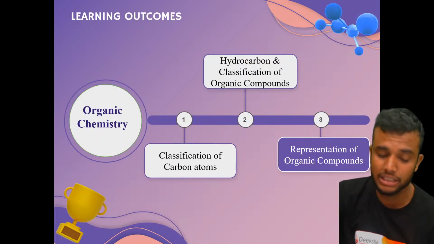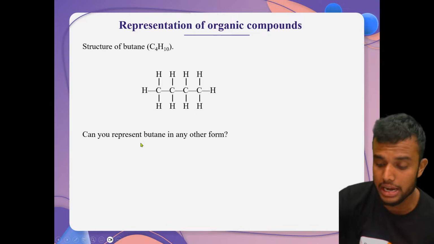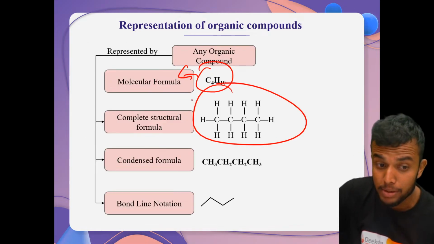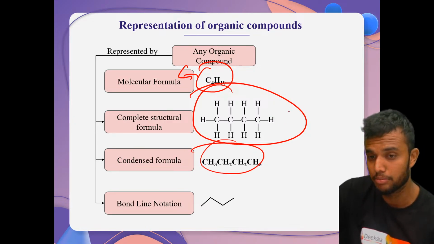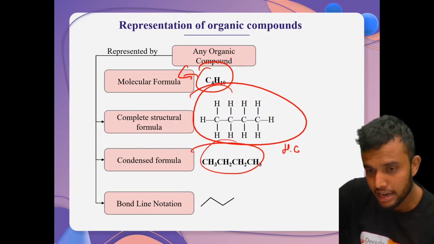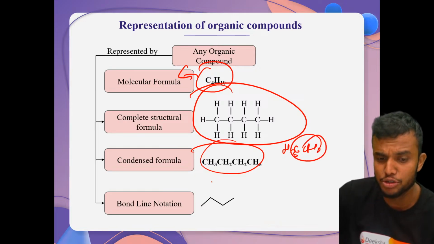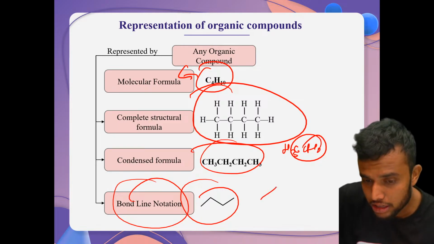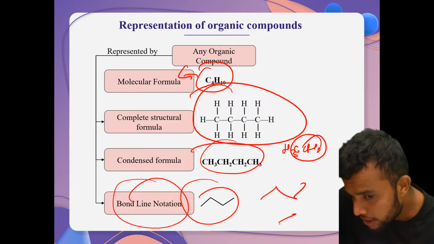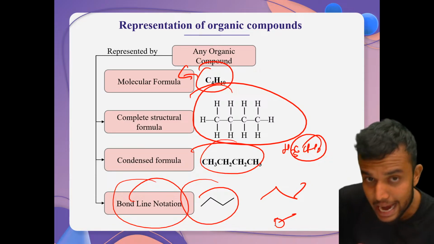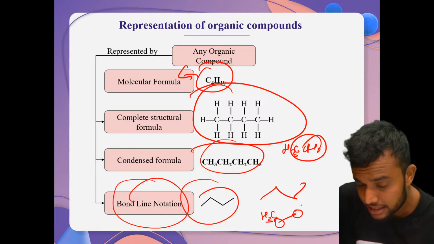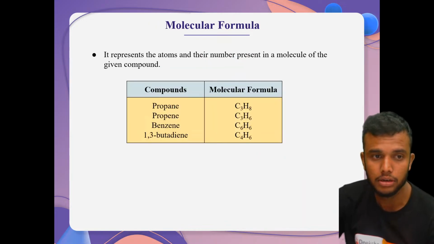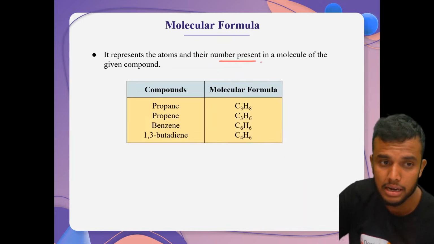Next one, representation of organic compounds. We represent organic compounds in different forms. First, this is called the molecular formula, then the complete structural formula. Condensed formula is nothing but, instead of writing the full structure, we write it in a simple molecular form, like CH2. Bond line notation, this is a bond line notation. Instead of writing all this, we can write like this. Whenever we write like this, at this end and this end, a CH3 group is there. It is an imaginary line. Okay, propane, this one. Here it represents the atoms and their number in a molecule of the given compound.